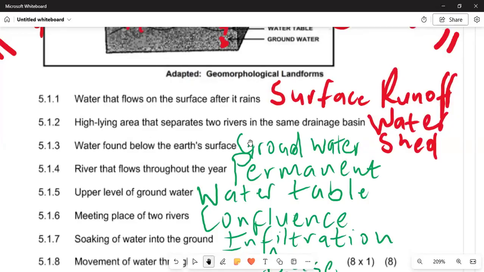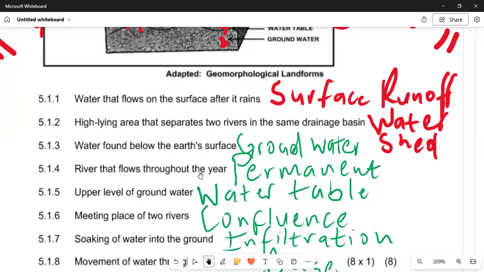Moving on, 5.1.4, we are saying river that flows throughout the year. So the way it flows throughout the year, it means that this particular river has got water even if it does not rain. During dry condition, you find a permanent river having the flow of water.